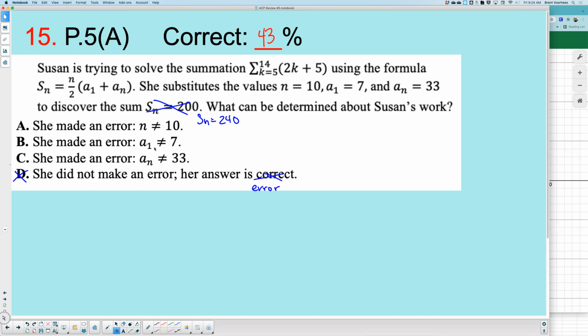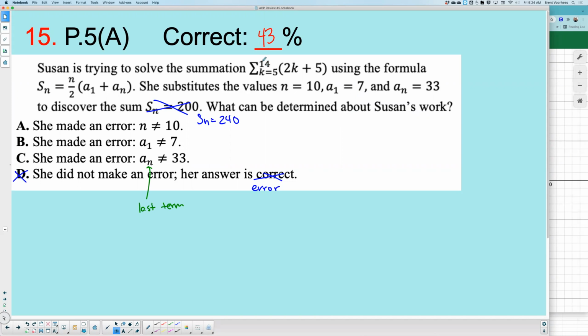Going through this, how do you find your first term? You plug in the lower bound. How do you find your last term? That's what that means right there, last term. You plug in the upper bound. And then what does n represent? How many different values. So let's find out how many different values there are.